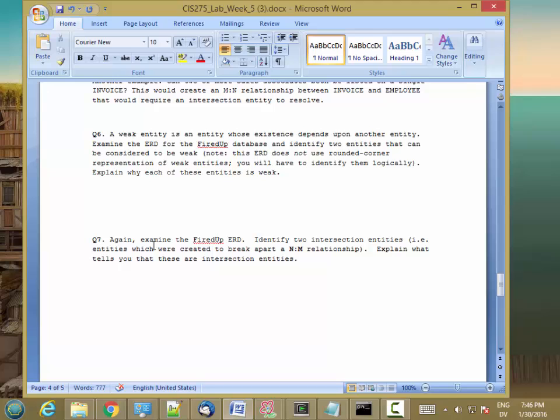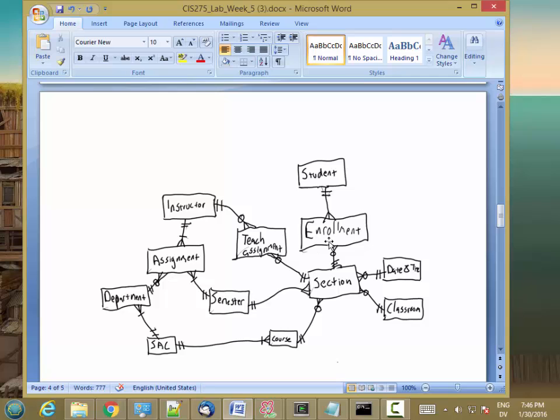So question 7 asks about identifying two intersection entities, that is, entities that were used to break apart an end-to-end relationship. And we saw how that worked here. So I created enrollment. First I created section to break apart a ternary relationship between instructor, course, classroom, date, time, and student. And then I had an end-to-end relationship between section and student. So I resolved that by creating an enrollment intersection entity. So find similar examples from the Fired Up database.